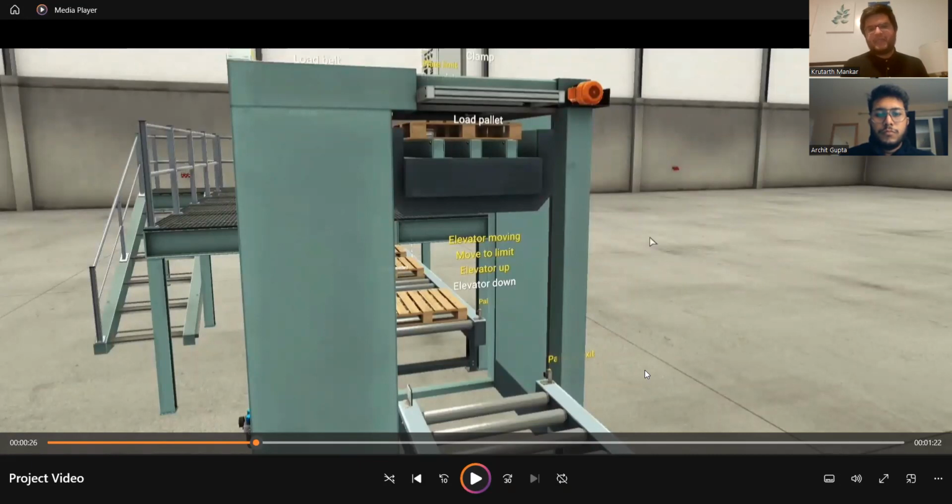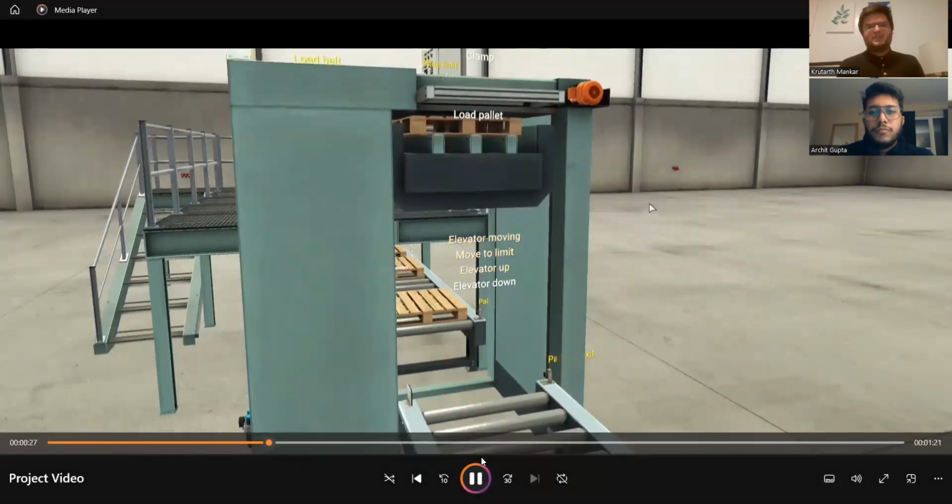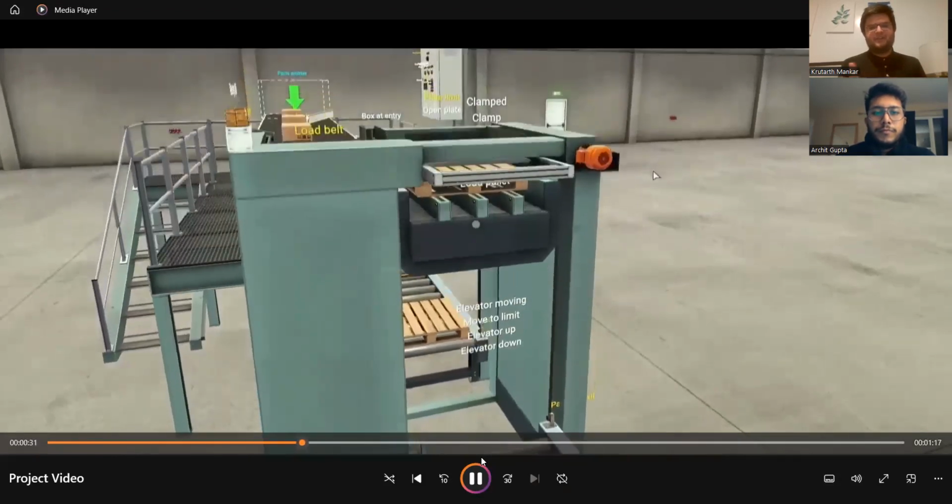There is another sensor here, load pallet, which makes sure that the pallet is completely on the elevator with the conveyor. As soon as it is occupied, as detected by the sensor, the elevator moves up. Once the elevator moves up, the box feeder will also start moving.